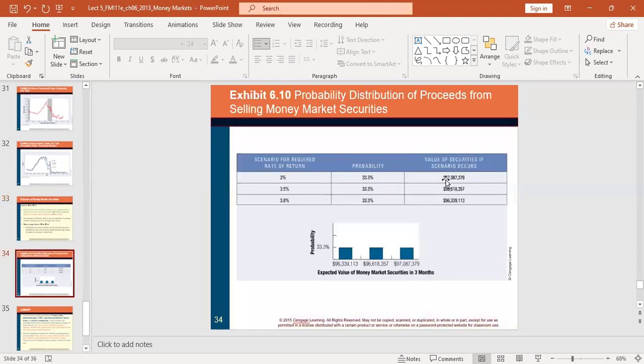So let's say the interest rate is 3%. So the probability that you will get a value of 97,083 is about 33.3%. But what if the return increased to 3.5? So you can see that with the higher return, the price is reducing. You can see when the required rate of return increased to 3.8, the value declines. So what it means is that as the required rate of return increases, the value or price of the securities will be declining.